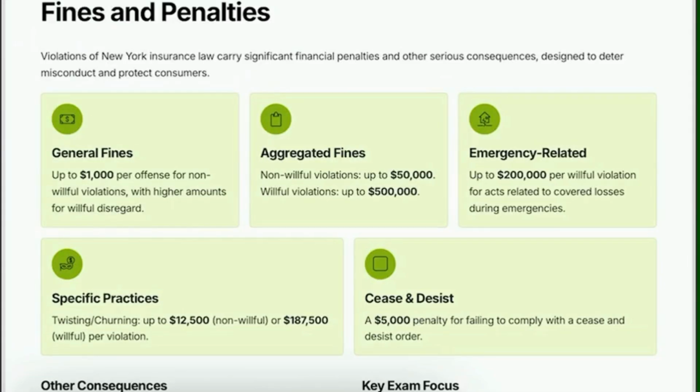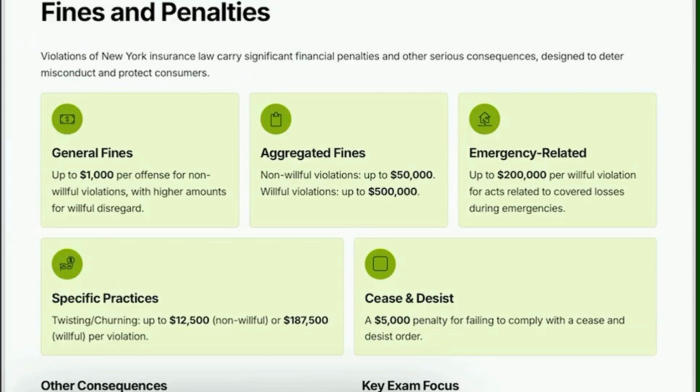All right. So, you do need to know these. You do need to be comfortable with these. Write them down, make your flashcards. They can ask you fines and penalties, and you need to know these. Okay. So, general fines are up to $1,000 per offense for non willful violations, with higher amounts for willful disregard.